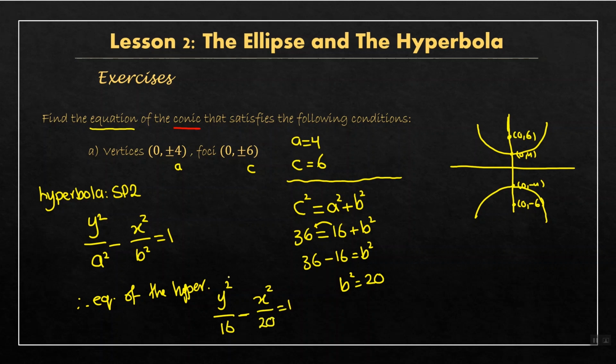So this is going to be the equation of the required conic, which is a hyperbola in the second standard position. I hope this question is clear.